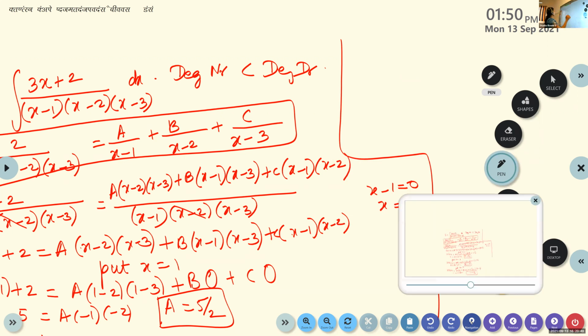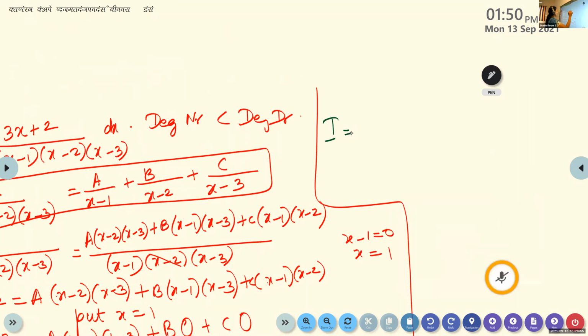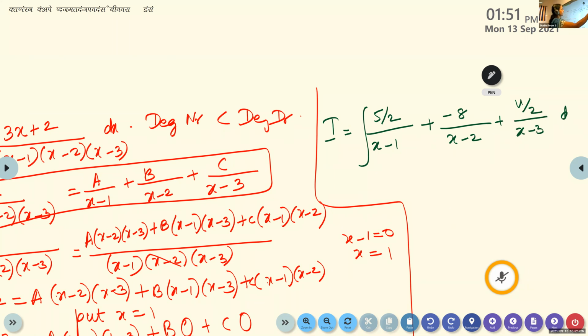So when you substitute it, I will become, look at your children, instead of writing the function 3x plus 2 by linear factors, you write the values of A, B, and C. So I is equal to integral of, what is the value of A? 5 by 2 by x minus 1 plus B. Value of B is minus 8 by x minus 2 plus C. What is the value of C? 11 by 2 by x minus 3 into dx.